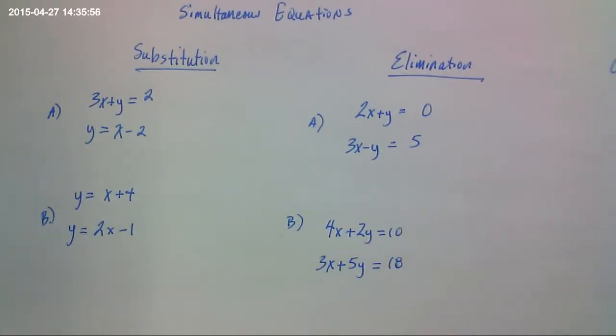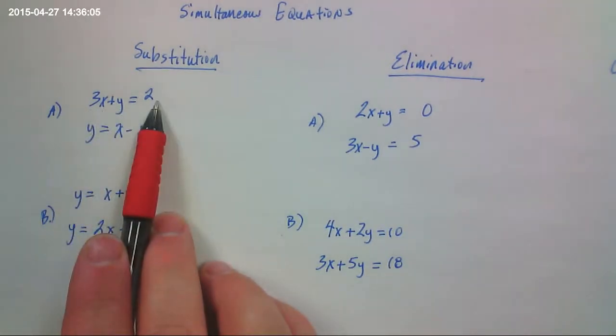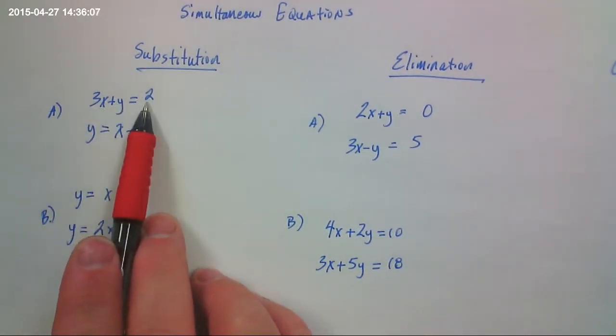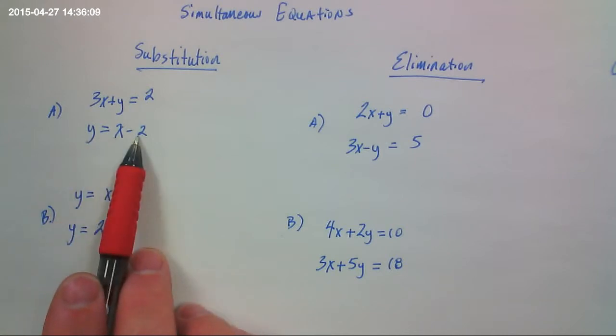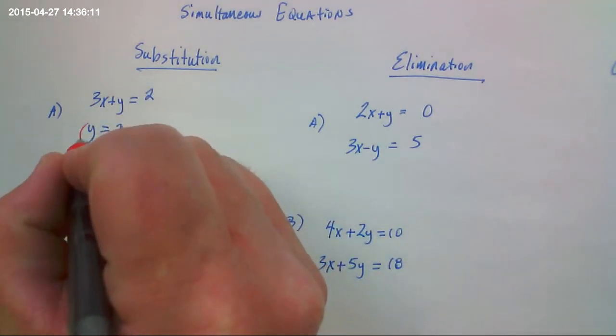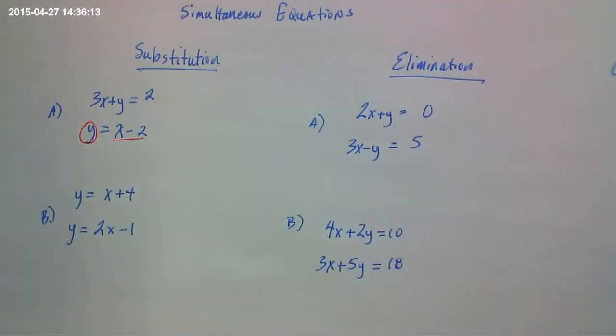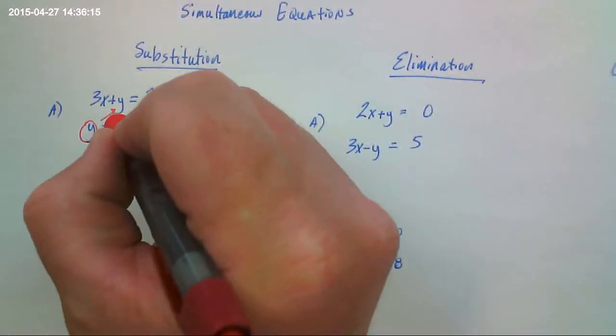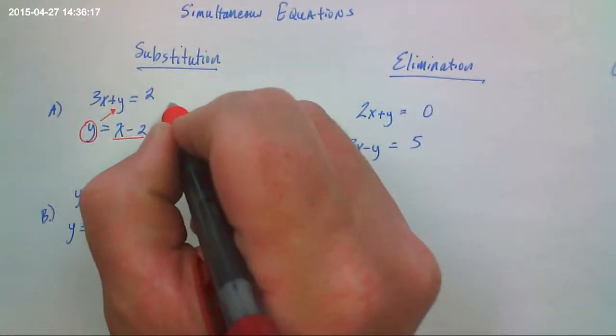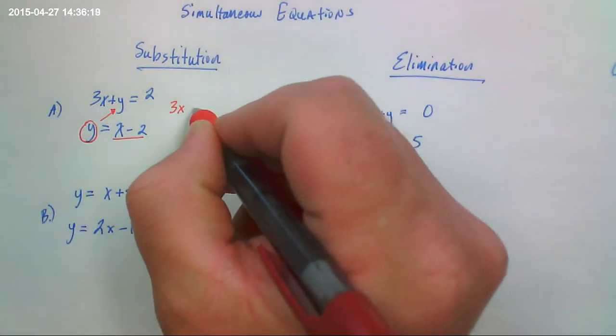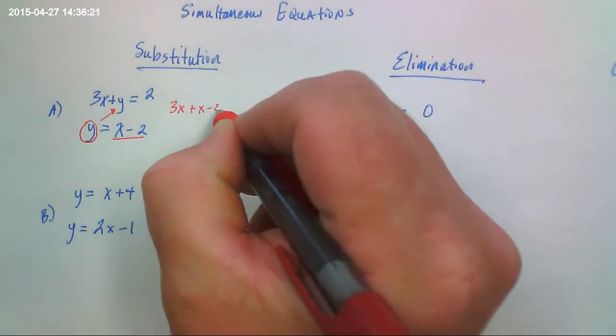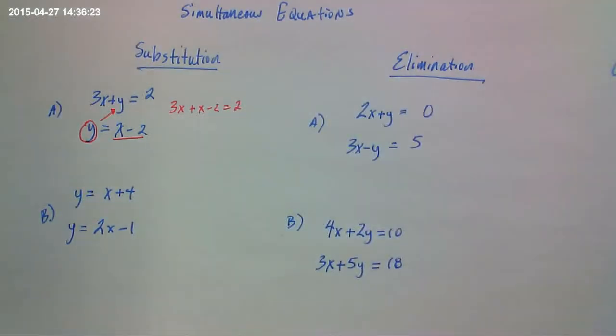So with substitution, you're doing just that. You're substituting one value that's known for another. So in our first example A here, 3x plus y is 2, and y equals x minus 2. I happen to know what y equals. Y equals x minus 2. So I can just substitute that into this equation. So I'd end up with 3x plus x minus 2 equals 2.